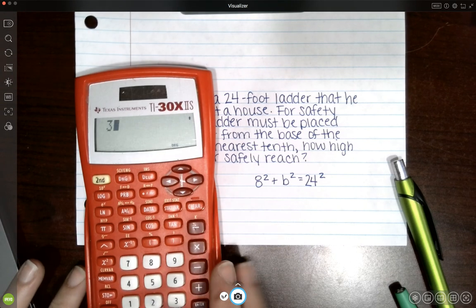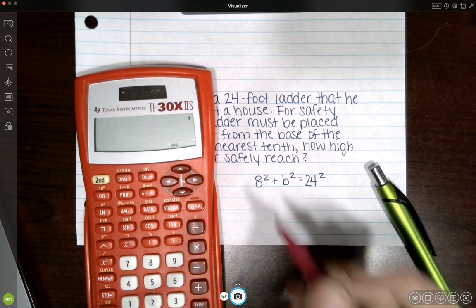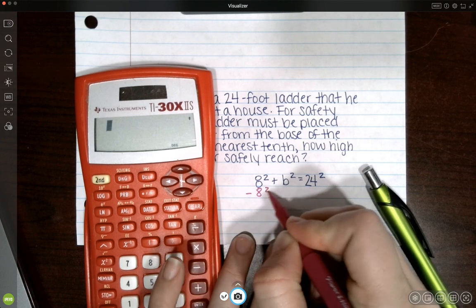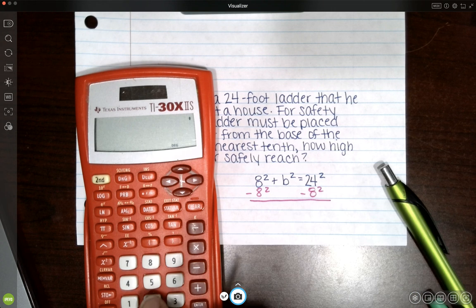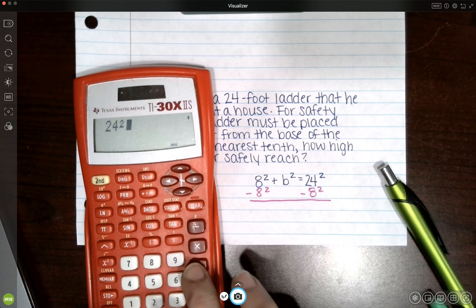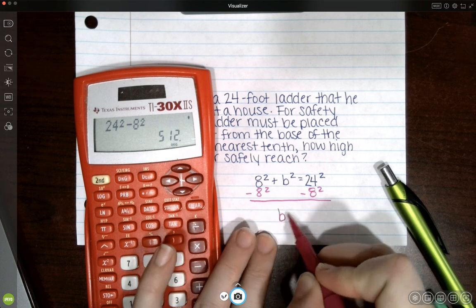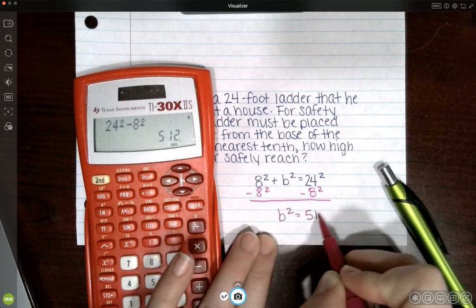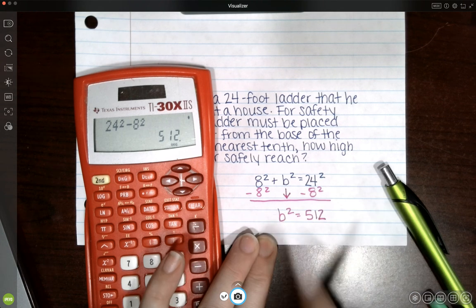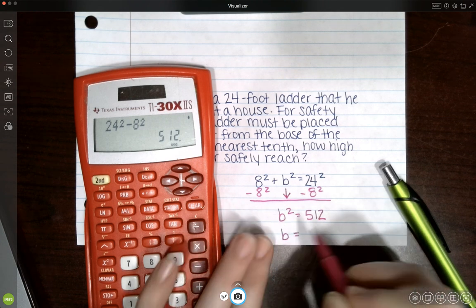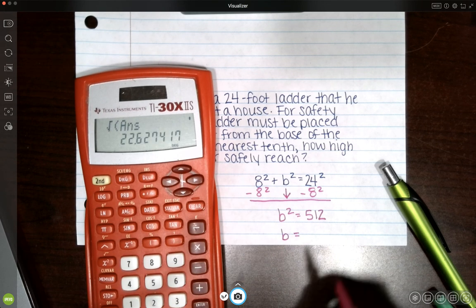Again, a way I could do this in my calculator, so this would be kind of the shortcut way. I know I have to subtract 8 squared from both sides to get them on the same side. So I'm going to plug into my calculator 24 squared minus 8 squared equals. So this b squared equals 512. Please make sure you're bringing it down exactly. Do not lose this squared. So b has to equal the square root of that answer.